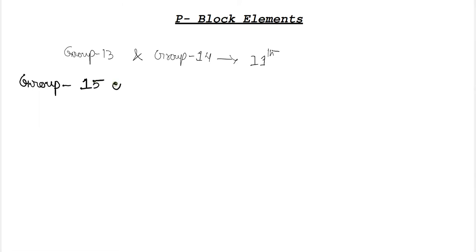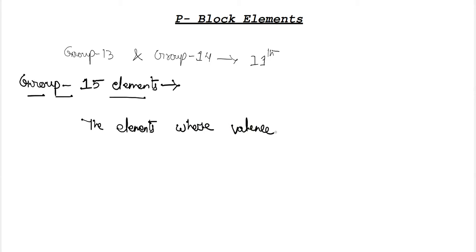15 elements. Group number 15 elements, we will study the chemistry of the group number 15 elements, which are included in your p block elements. Particularly, let me discuss with you what the p block elements are. The p block elements are the elements whose valence electrons are filled in the p subshell.